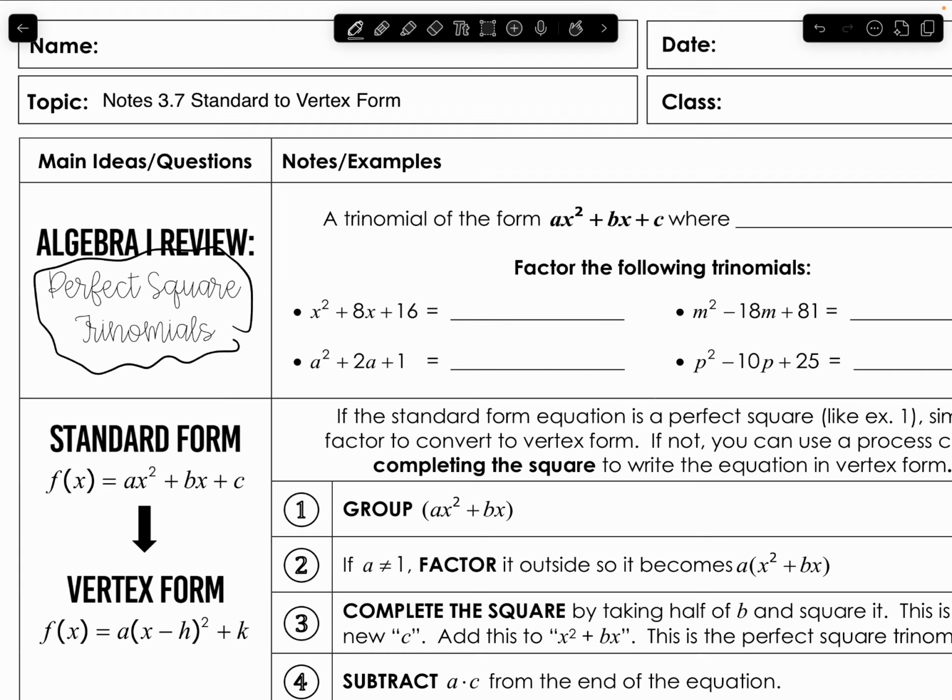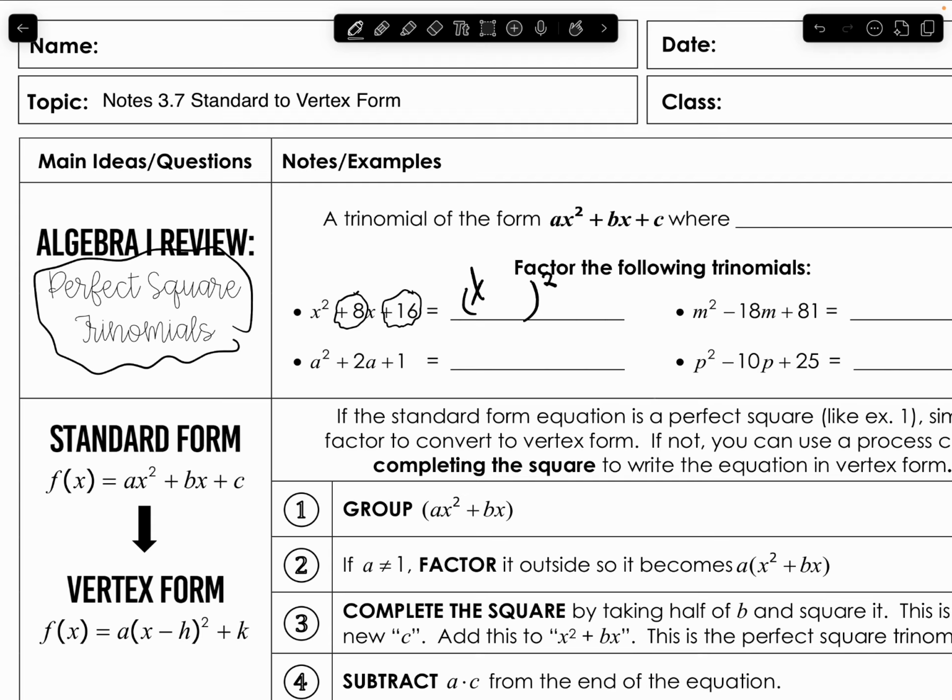So we recognize that the third term is actually half of this term squared. So you take half of that term, which would be 4, the coefficient. 4 squared is 16. So that is a perfect square trinomial. If it's a perfect square, we can make it a perfect square.